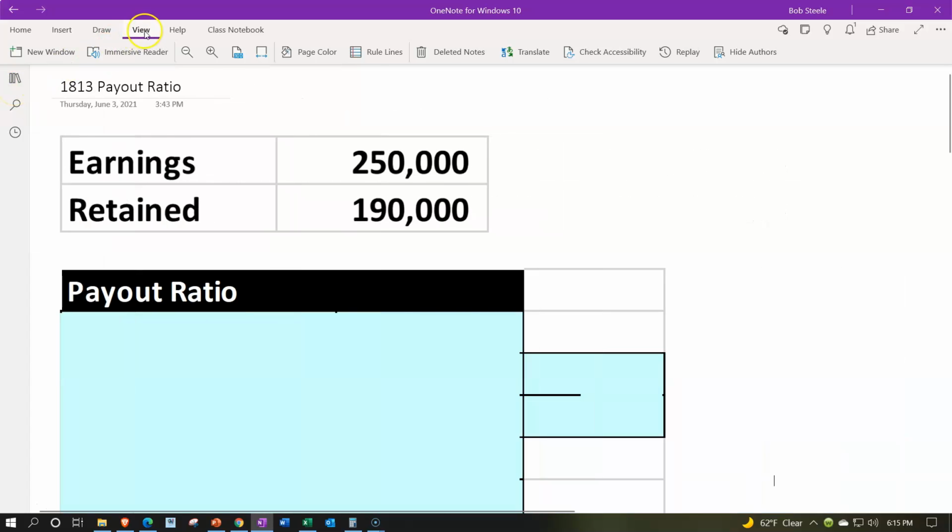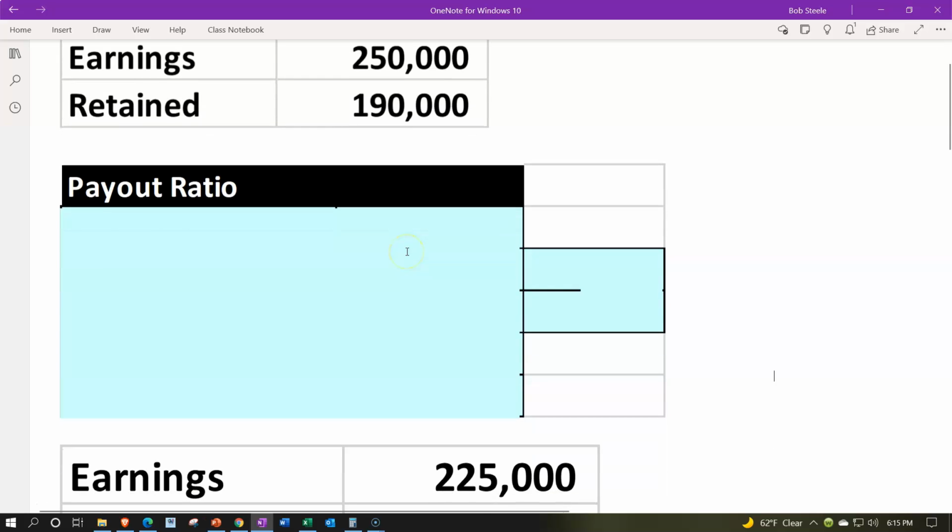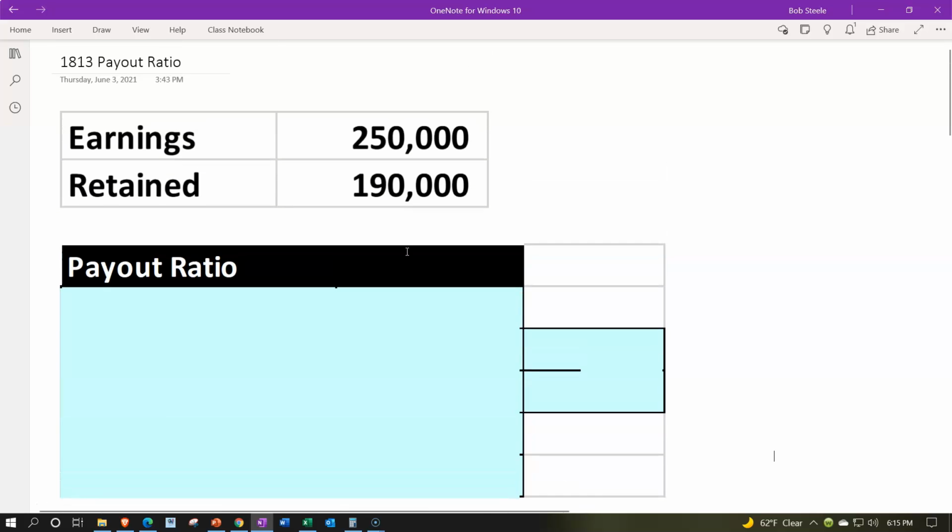Closing the icon, we have our information up top, calculation down below in the blue area, looking at the payout ratio. When thinking about the payout ratio, we're thinking about, in essence, the net income, the bottom line of the income statement or earnings, and how much of it we're going to be holding onto versus how much is going to be paid out in the form of dividends.